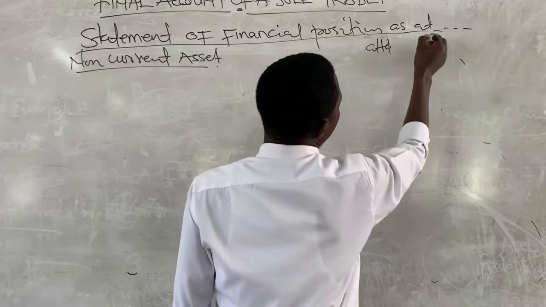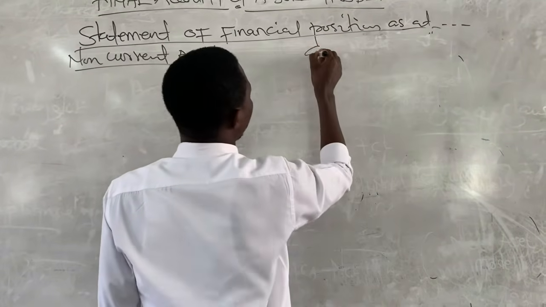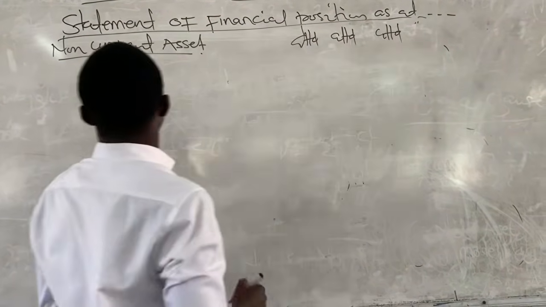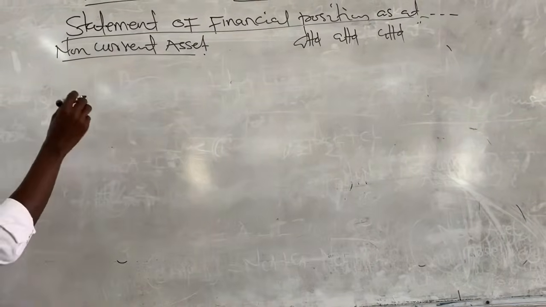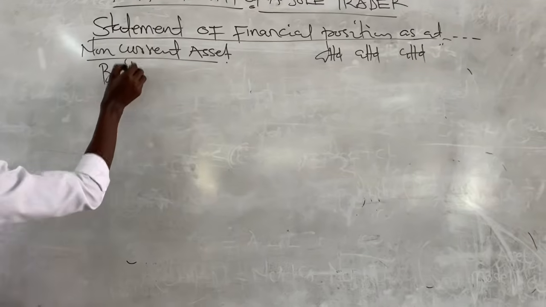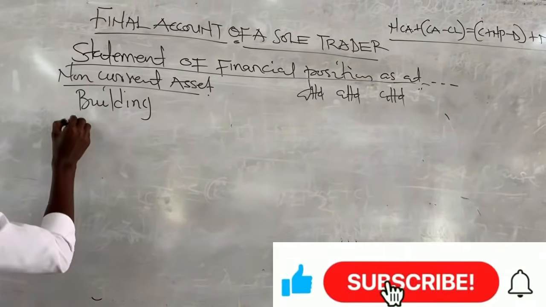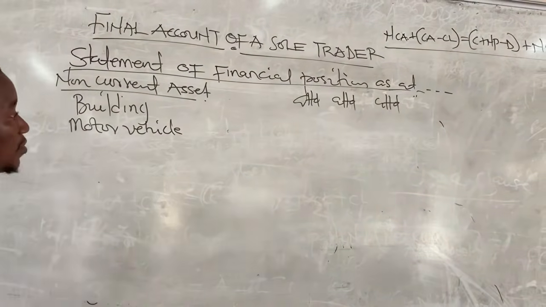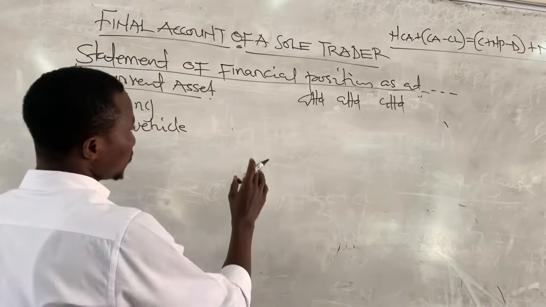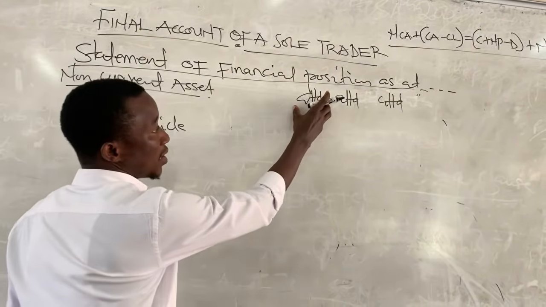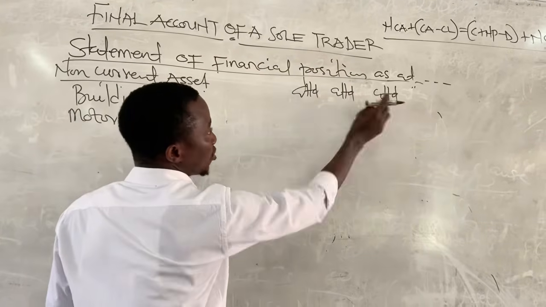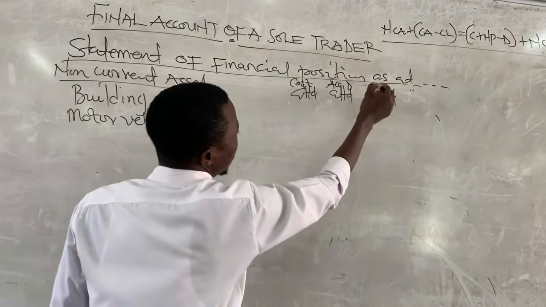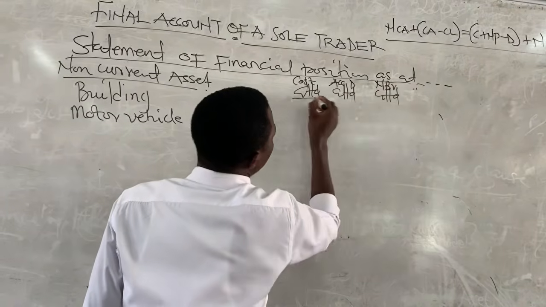Bring my currency sign. Okay. So let's say the non-current asset, the sole trader is using building, maybe motor van, motor vehicle. The non-current asset may be more. So what happens is that we record our costs over here, the accumulated depreciation, and the carrying amount or the net book value. We have the cost, the accumulated depreciation, then the net book value in that order.